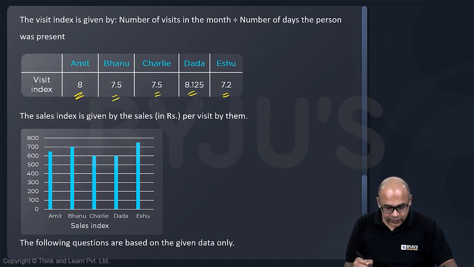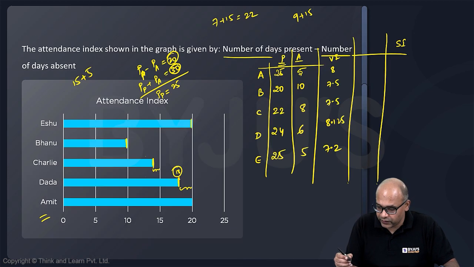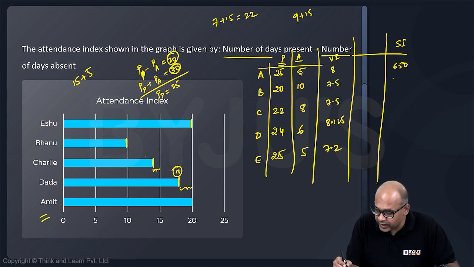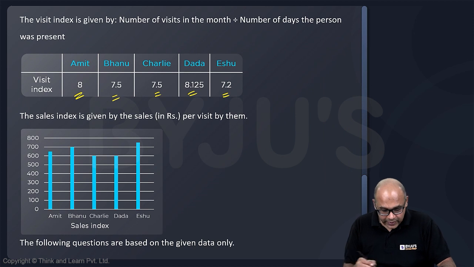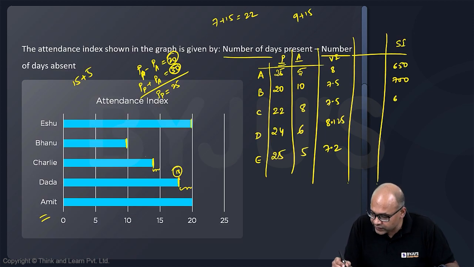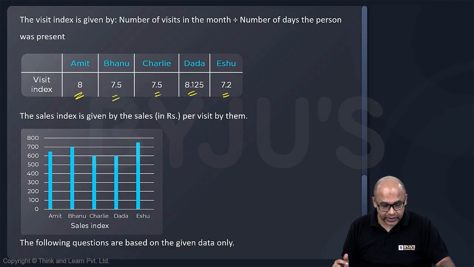So sales index, let's look at the values. Amit is 650 and Banu is 700. Then we have 2 600s and 1 750. Right? Now the question, let's look at the information given to us.